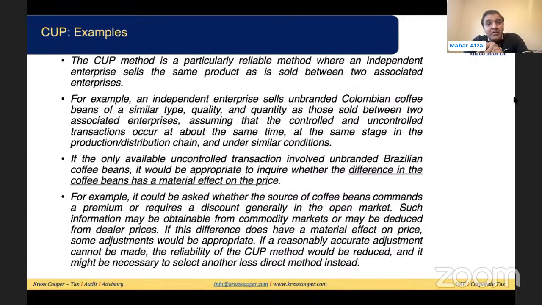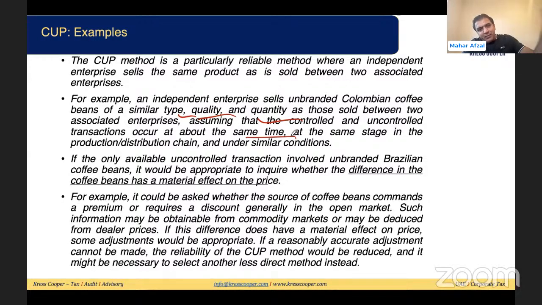So there is the Colombian coffee. They said unbranded Colombian coffee of similar type, quality and quantity, and then again they said timing. If the only available uncontrolled transaction involves unbranded Brazilian coffee beans, it would be appropriate to inquire whether the difference in the coffee beans has a material effect on the price or not. So we need to consider when the unbranded Colombian coffee is being delivered and when the unbranded Brazilian coffee is being delivered. Both are unbranded coffee, and one might be delivered between related parties and not delivered to the same party.